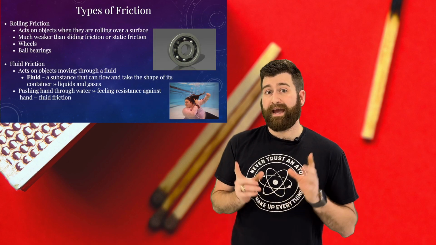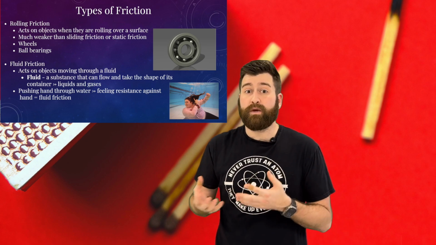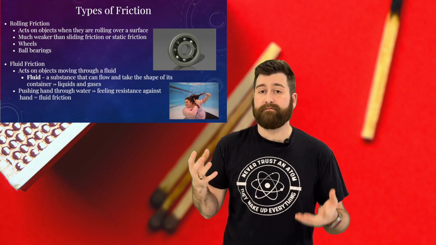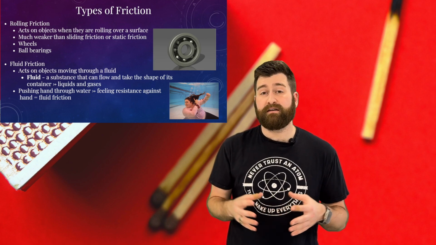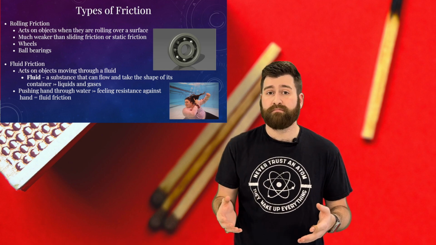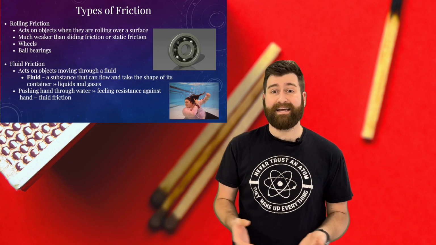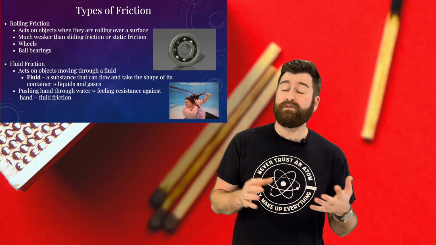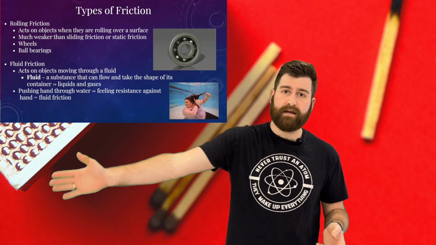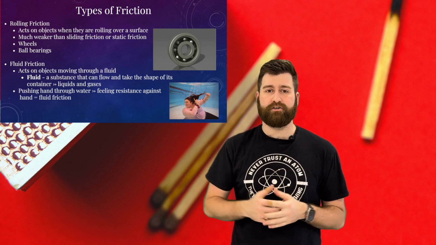Rolling friction acts on objects when they are rolling over a surface. And this is much weaker than sliding friction or static friction. Wheels and ball bearings have rolling friction. The last type of friction is fluid friction, which acts on objects moving through a fluid. What is a fluid? Well, it's a substance that can flow and take the shape of its container, which includes both liquids and gases. If you've ever been in a swimming pool and pushed your hand through the water, the feeling of resistance against your hand is fluid friction.